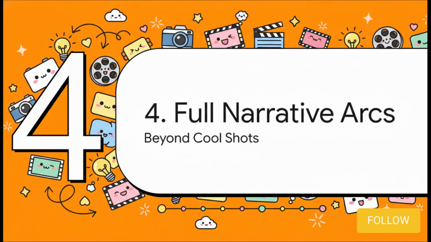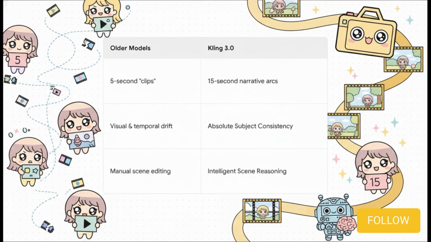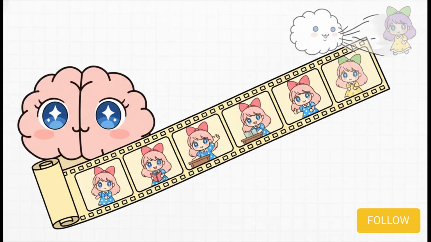Okay, so you take all these incredible tools. What do you get when you put them all together? Well, you get to move beyond just making cool-looking clips. You can start building real, actual narrative arcs. I mean, just look at this comparison. It really lays it all out. We're going from choppy 5-second clips to 15-second story arcs. We're finally getting away from that annoying visual drift and getting what they call absolute subject consistency. And instead of tedious manual editing, we get to use intelligent, reasoning-based editing. It's a huge leap. So how does it pull this off?